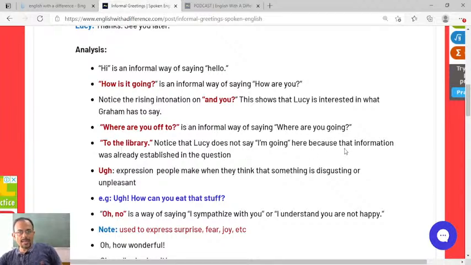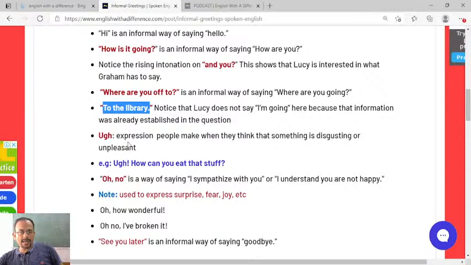Okay, I am going here because the information was already established in the question. Therefore, again, I am going to the library. "I am going" is not required, just "to the library." So, in spoken English, we are not supposed to repeat the sentence of the speaker, or the person who has spoken this, right? We can resort to the short way of speaking.